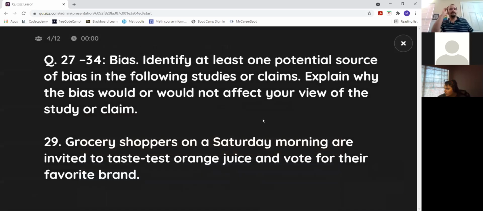Yes, I feel like the big thing with the bias in this one is probably that word. You're doing Saturday morning. The other thing, it doesn't really say, are they doing a blind taste test? Because if people see the brand, it can affect the way that they vote. So you're going to get Saturday morning shoppers. You're not going to get people that are hungover on a Saturday morning, I guess.